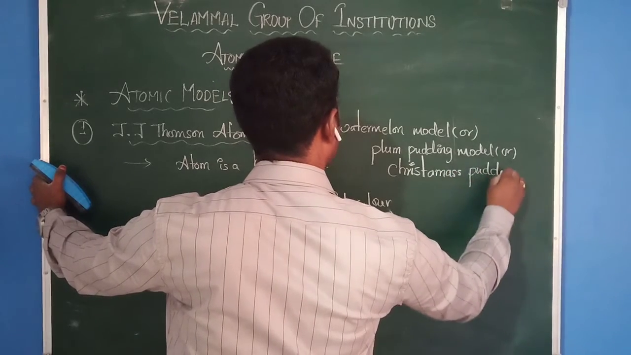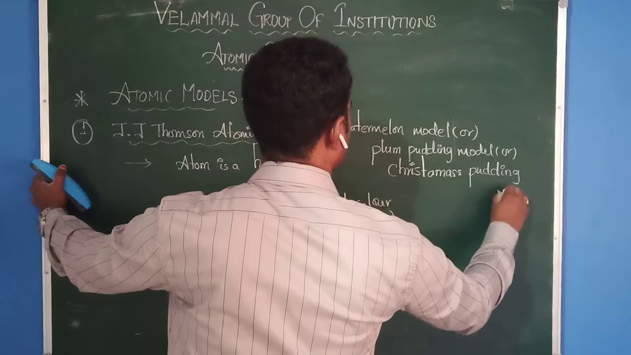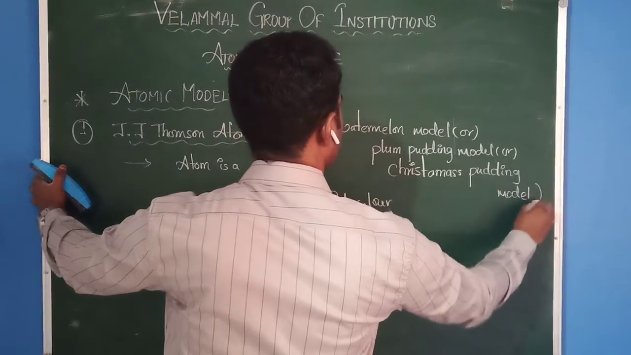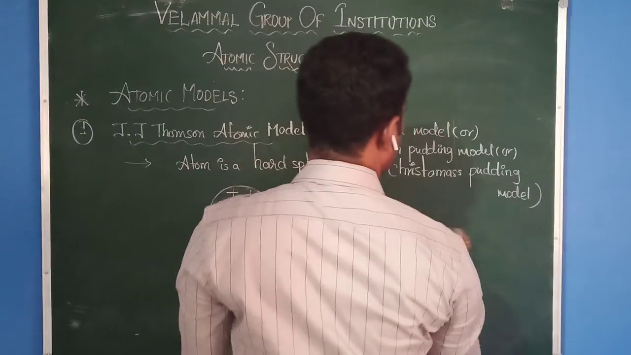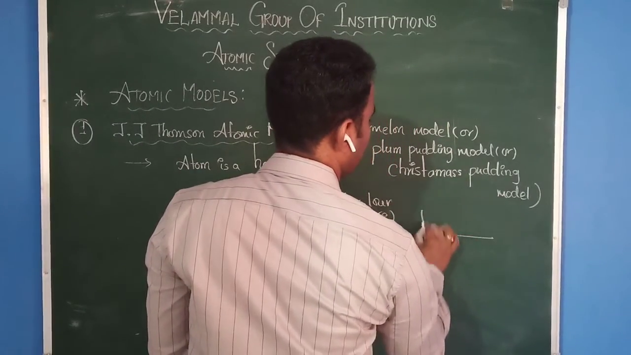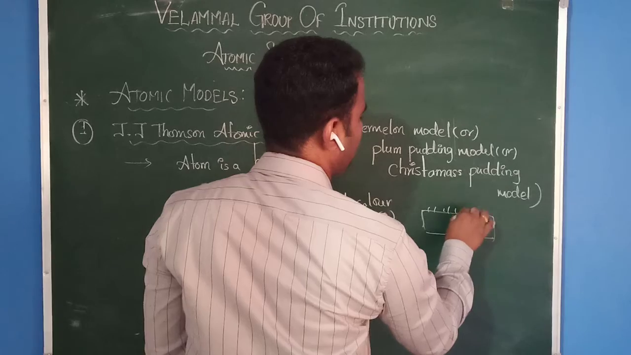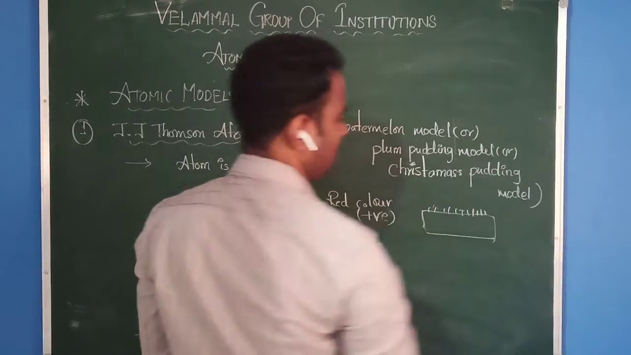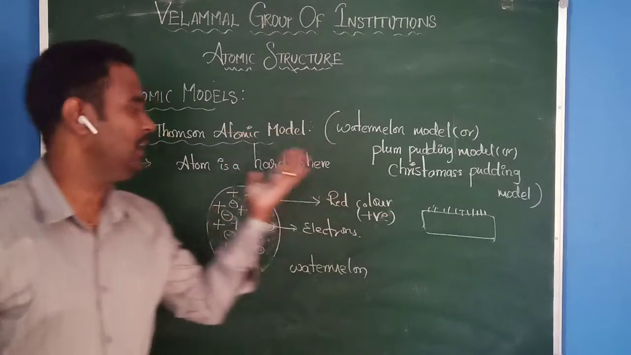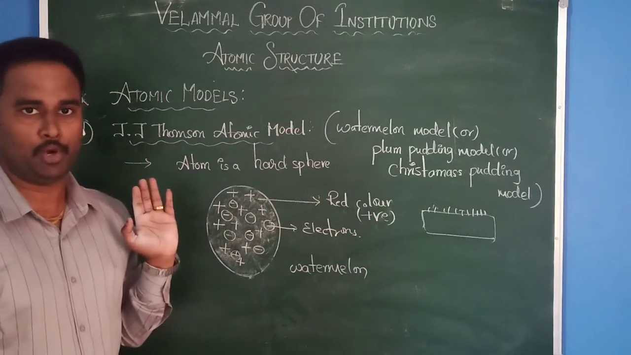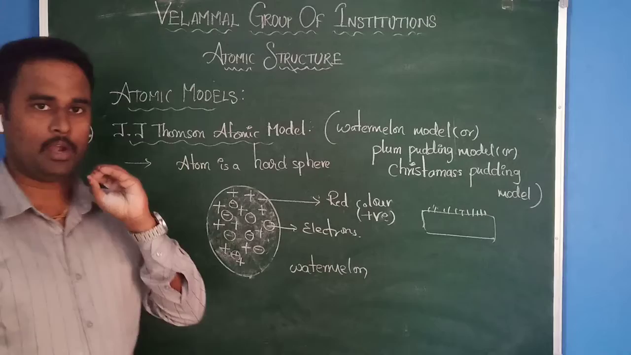Plum pudding means something like a cake. Cake is present like this, no? This cake is decorated with some type of dry fruits and all, like Christmas pudding. These are the other names of the J.J. Thomson atomic model. Have you understood what is meant by J.J. Thomson?